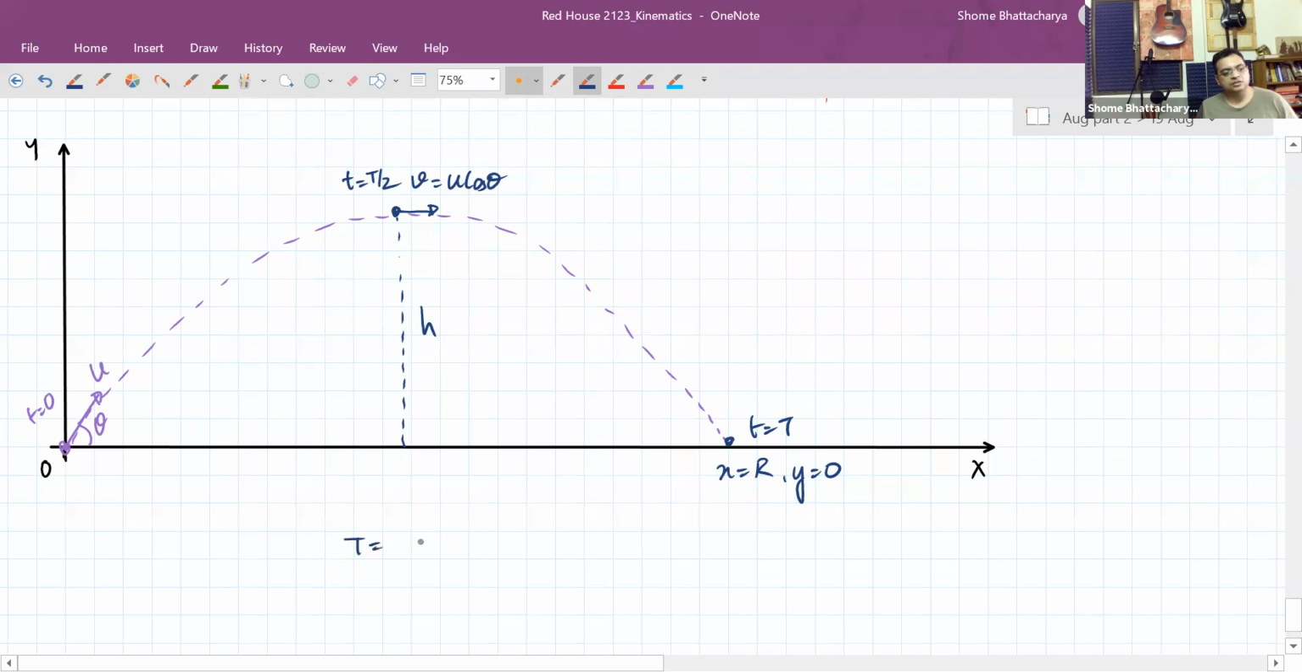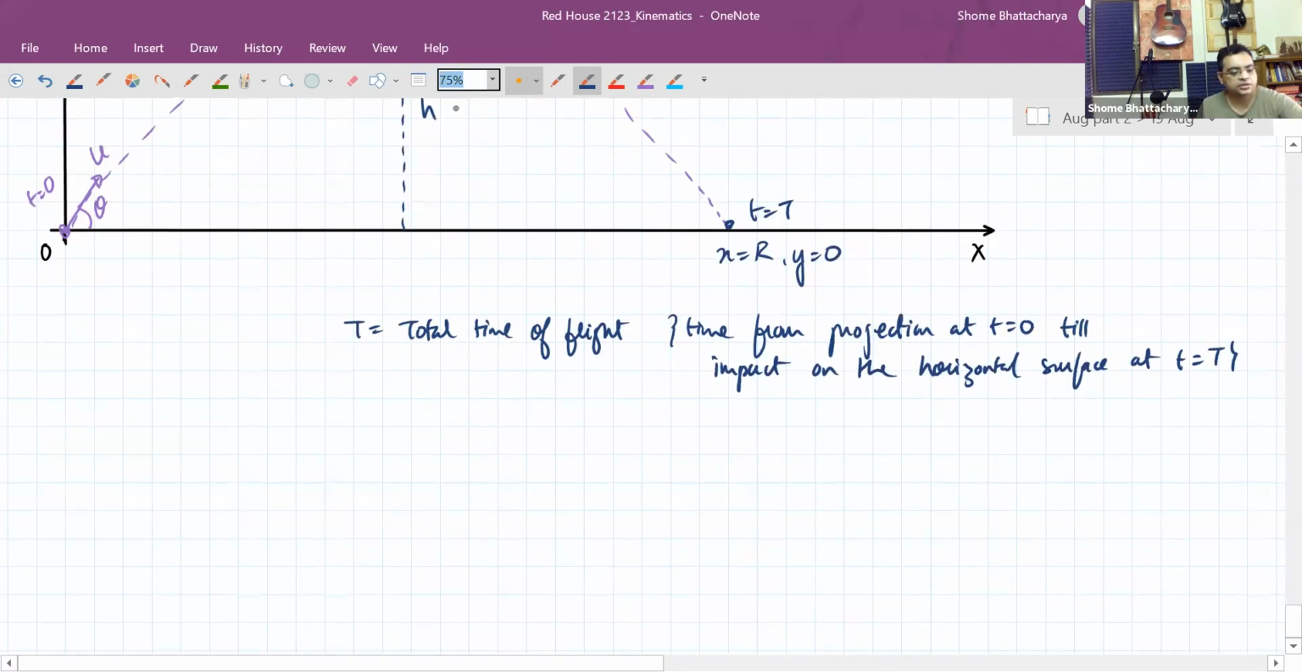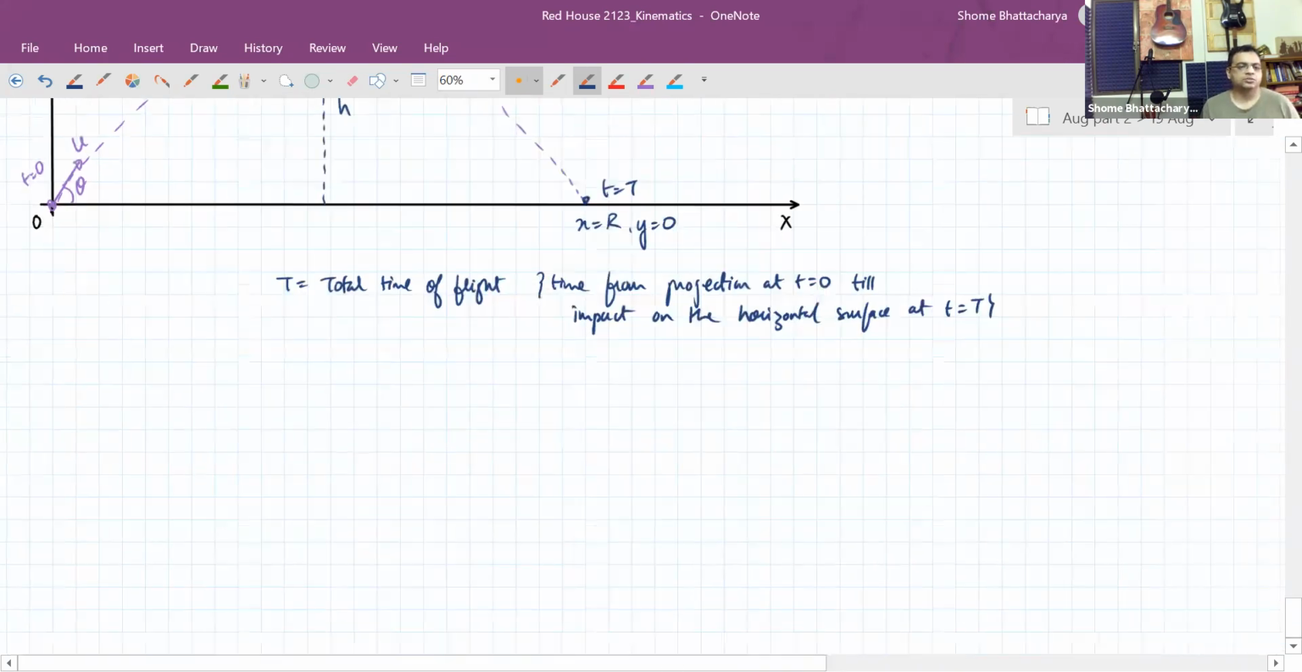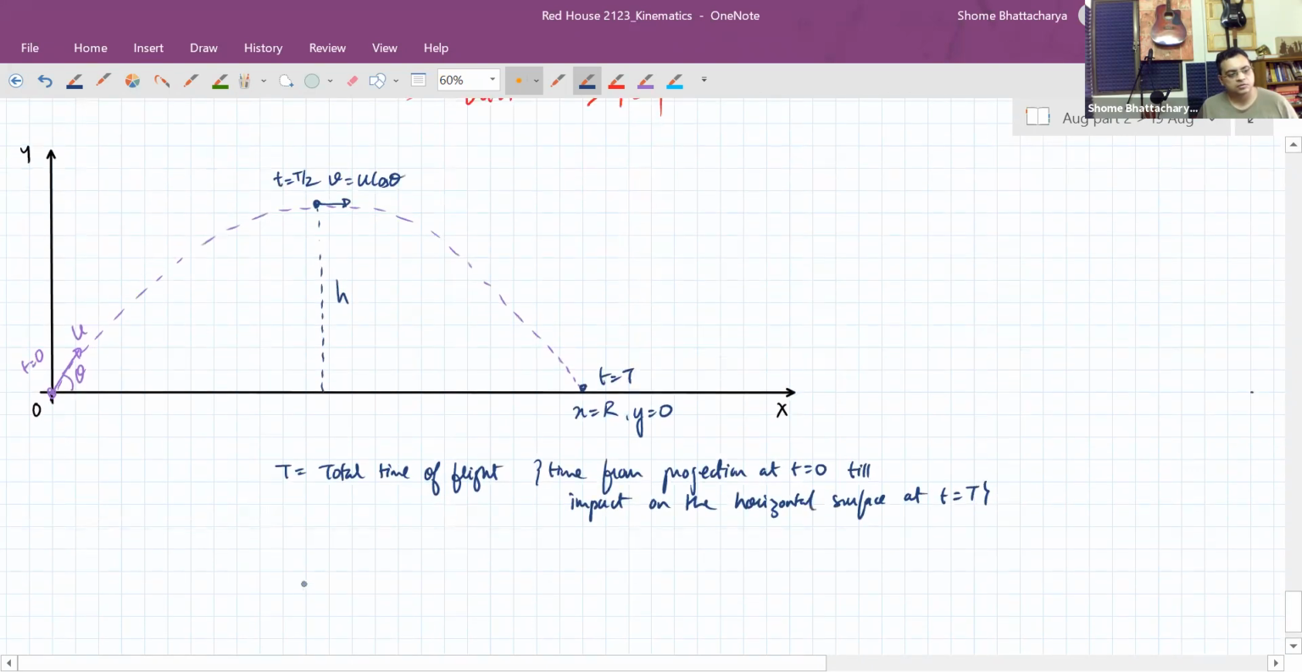So first of all, here, capital T is called the total time of flight. That is the time from the projection or the start of the motion at t equal to 0 till impact on the horizontal surface, at t equal to capital T. Then the next important parameter is the horizontal range, for which we use the symbol capital R. So that you can say is basically the displacement from t equal to 0 to capital T. Or we simply call it the range.